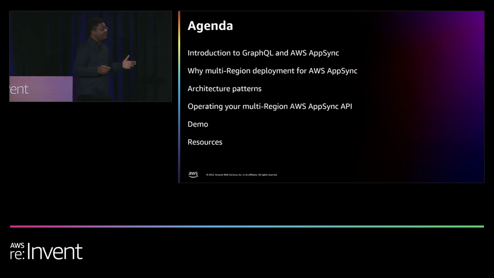So here's the agenda of what we'll cover today. I will level set by doing a quick introduction to GraphQL and AWS AppSync. I will then move on to why multi-region deployment of AWS AppSync, looking at some of the use cases. We'll then go through some of the architecture patterns for setting up AppSync in a multi-region deployment. I will then talk through some of the things you need to think about when operating your AppSync in multi-region, things like how you manage failover, and also things around authorization.